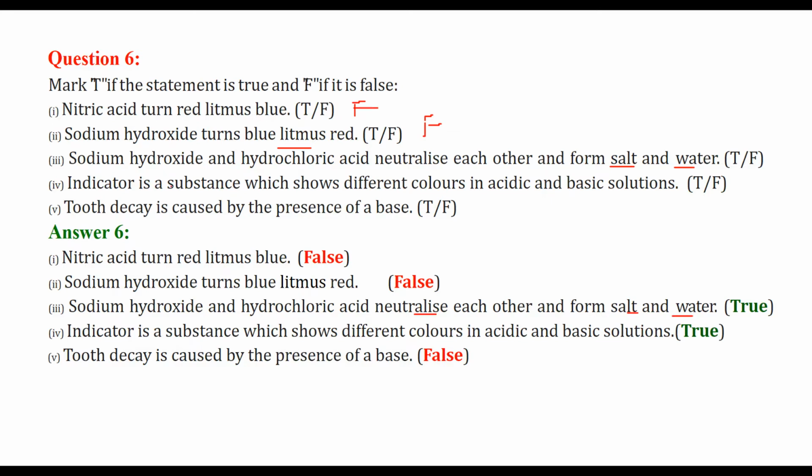Next: an indicator is a substance which shows different colors in acidic and basic solutions. This is true. Tooth decay is caused by the presence of a base. This is false, because tooth decay is caused not by a base but by acid. If you take a lot of acids, and if the acid resides in your teeth for a long time, it can decay the tooth.